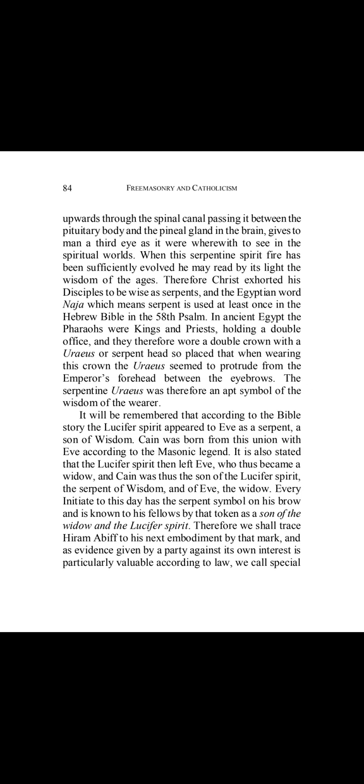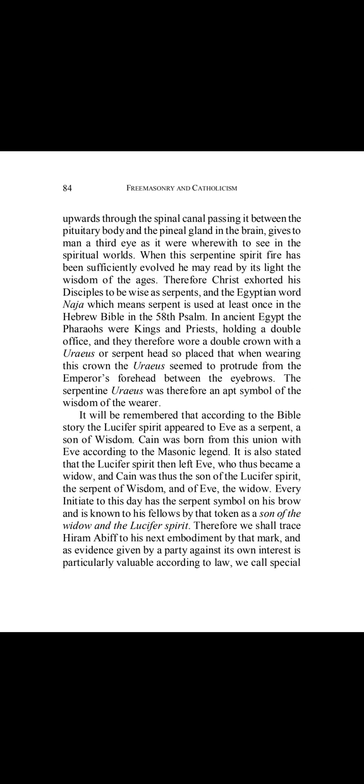In ancient Egypt, the pharaohs were kings and priests, holding a double office, and they therefore wore a double crown with a uraeus, or serpent head, so placed that when wearing this crown, the uraeus seemed to protrude from the emperor's forehead between the eyebrows. The serpentine uraeus was therefore an apt symbol of the wisdom of the wearer.